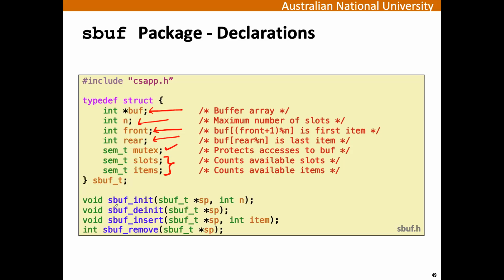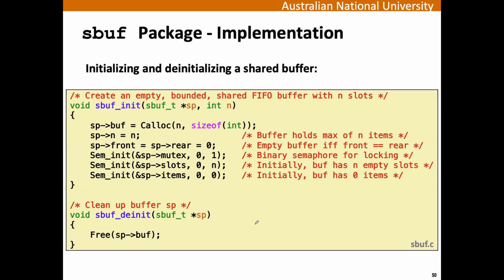And we have an initialization method. Deinit does the reverse of initialization, so it reclaims the resources being used by the buffer, which is basically just freeing up whatever is malloc'd here. And then we have two important functions, insert and remove.